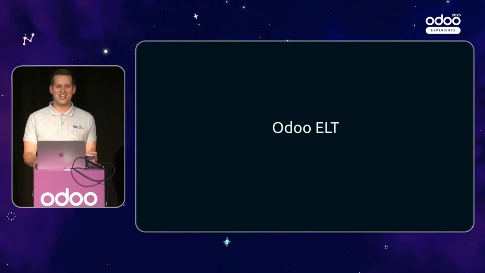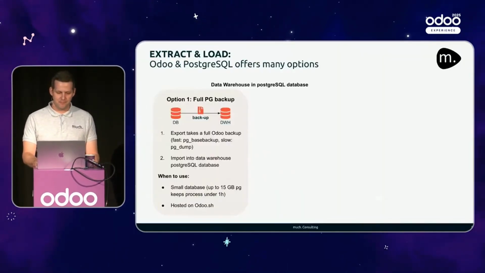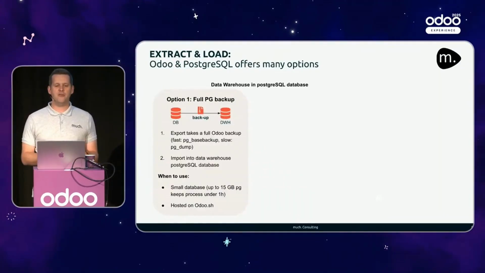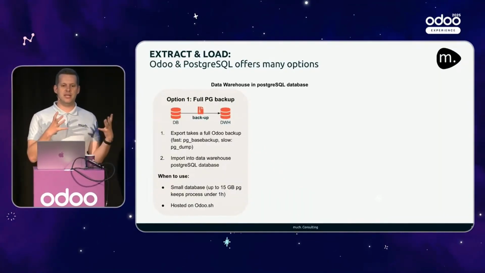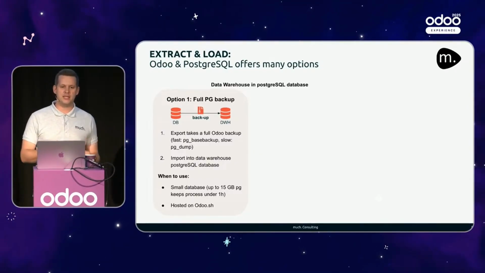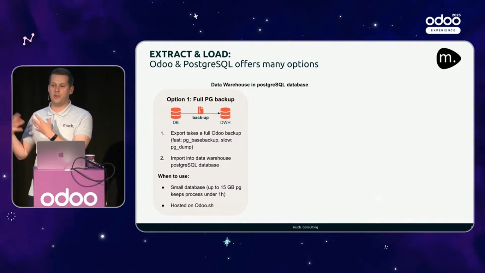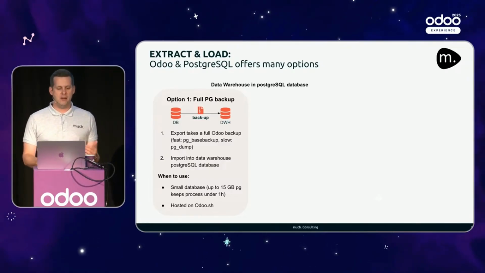All right, so after we now know why we should do it and why we also shouldn't do it, let's continue and check out the ELT process itself. So basically, if you think about the extract and load part, extracting means getting all the data from Odoo, right? And loading means we're going to load it somewhere where we can start working with it.